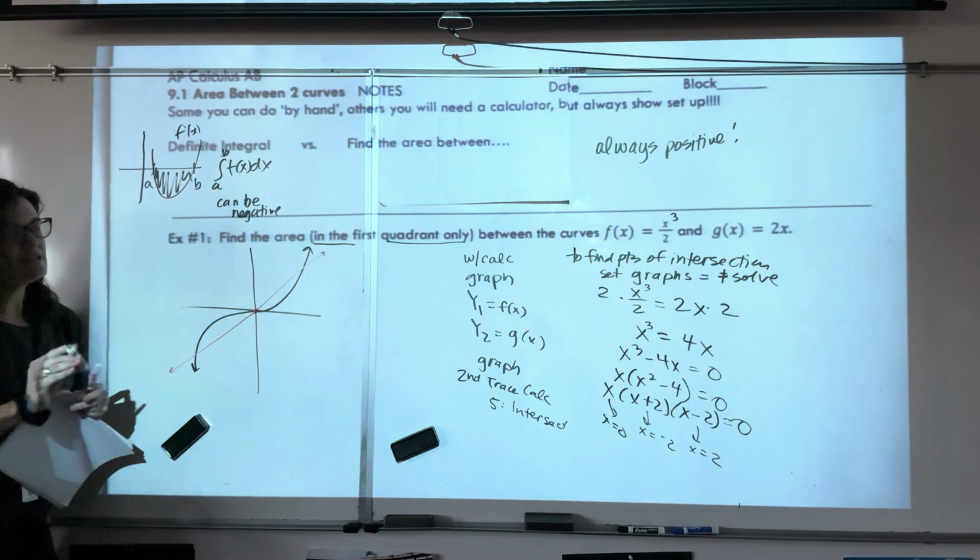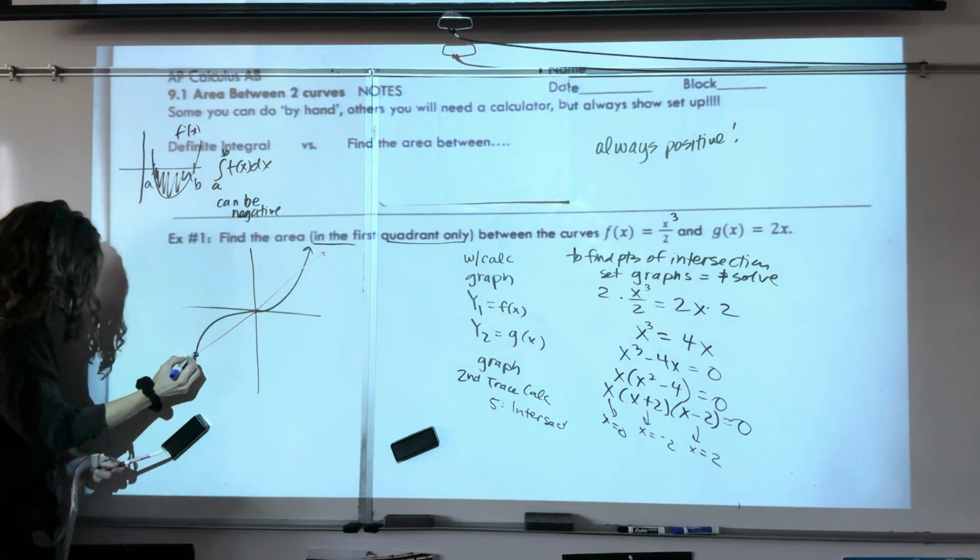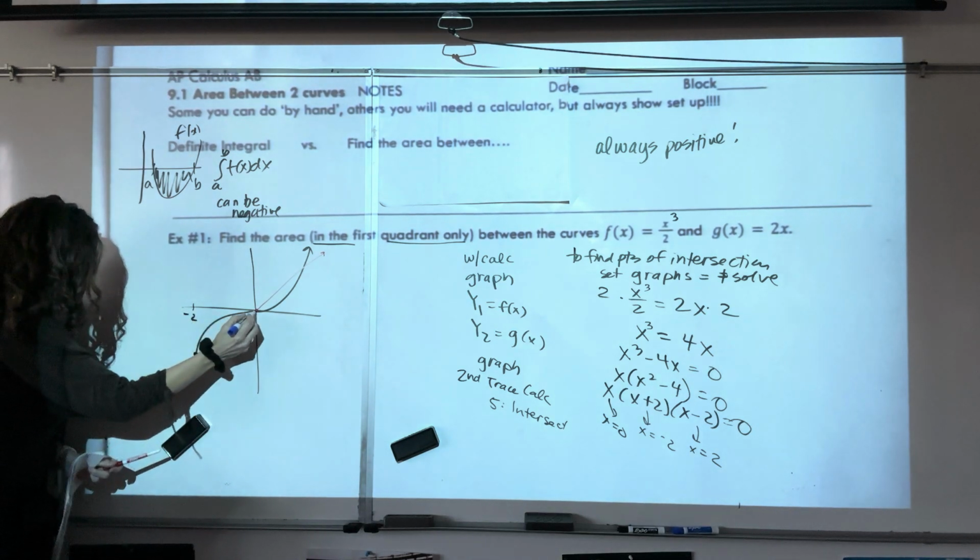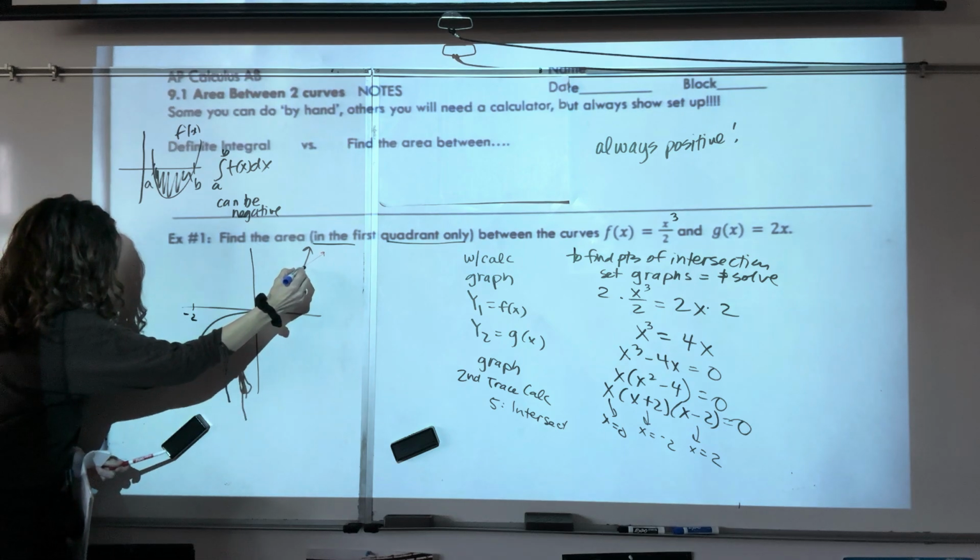And so hopefully you can see those points of intersection. Boom, back here, there's my negative 2. Boom, there's my 0, and boom, there's my 2.